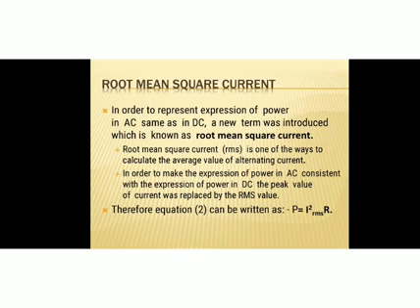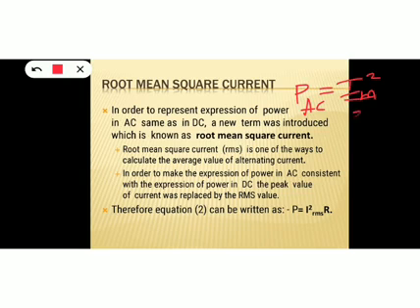Before moving on to our topic, let's recall the power dissipated in a purely resistive AC circuit. Do you remember the expression? The power dissipated in an AC circuit was Im square by 2 into R. And you all know the power dissipated in a DC circuit. It is just I square R. You had already studied this expression in your class 10 physics.